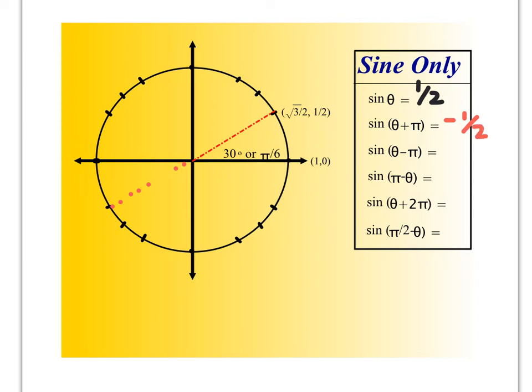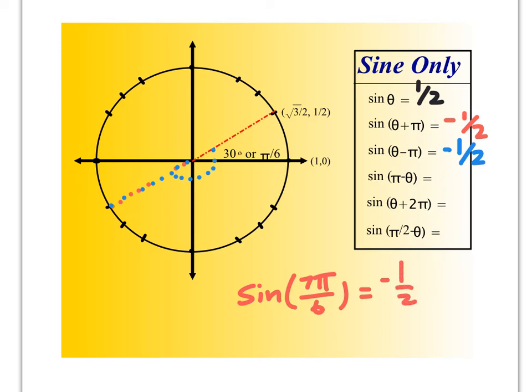What if I take sine of theta minus pi? Well, sine of theta minus pi instead of sine of theta plus pi will get me to the same place. So again, negative 1/2. Of course, those two, that would be sine of 7 pi over 6 in the second part. In the third part, that would be sine of negative 5 pi over 6. Those are coterminal. They're just different directions to get there.